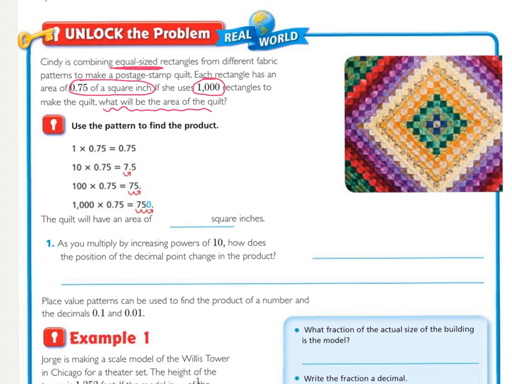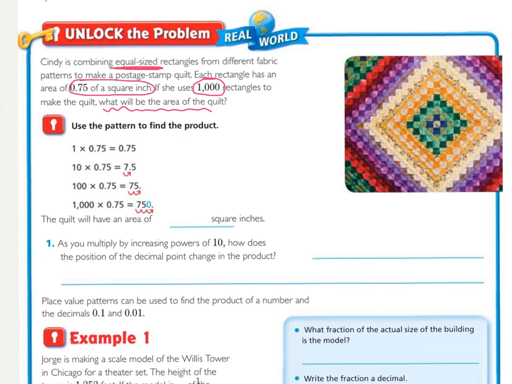You should have underlined what will be the area of the quilt. Circled 75 hundredths of a square inch. The square inch has to be our label. And then 1,000 rectangles. And then I underlined equal sized because that helps us know with area that we're going to be multiplying. So now what we're going to do to solve this problem is to use a pattern to find the product.